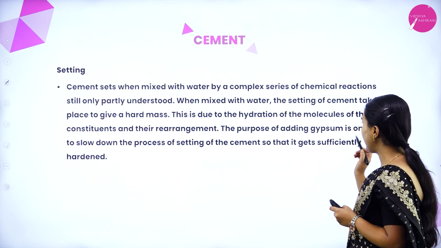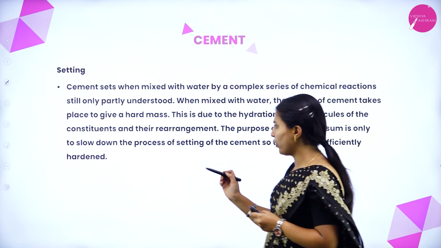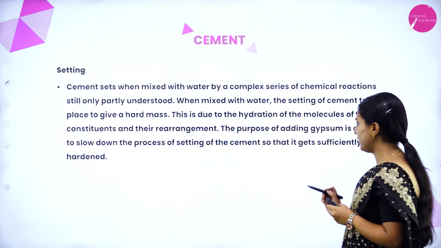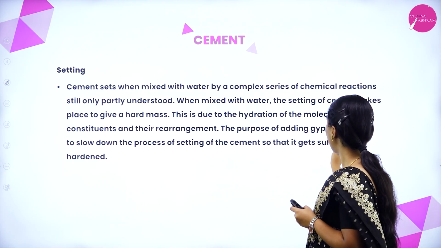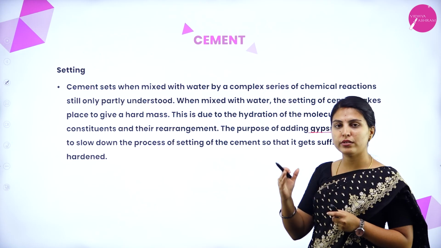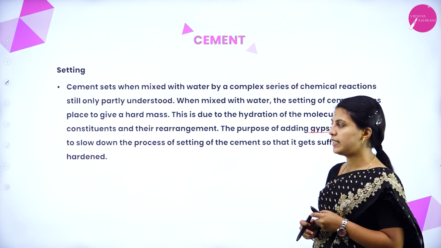The purpose of adding gypsum is only to slow down the process of setting of the cement so that it gets sufficiently hardened. They will add the gypsum to delay the setting of cement.